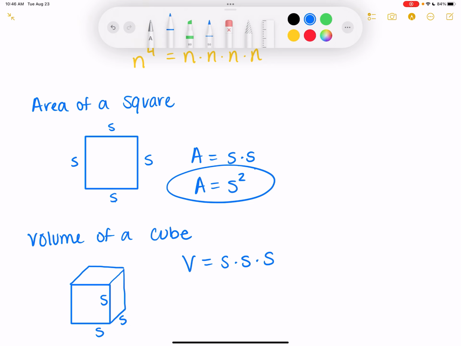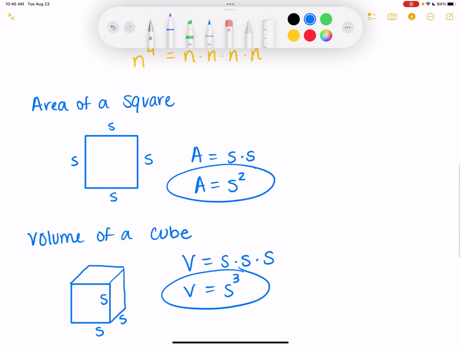So how could I rewrite this one like we rewrote the area one? S to the third. Yep, so s to the third. And so the volume of a cube is s to the third. So whatever side length you're given, you just multiply it by itself 3 times. Or well, yeah, there's 3 of them.